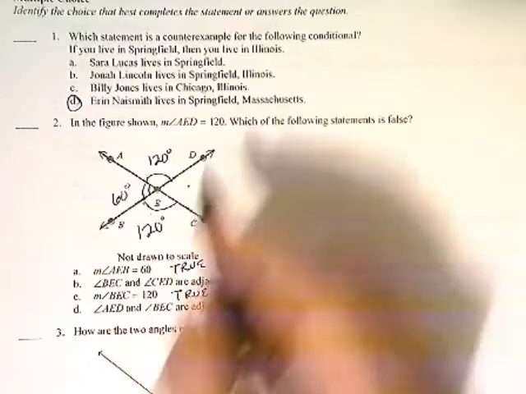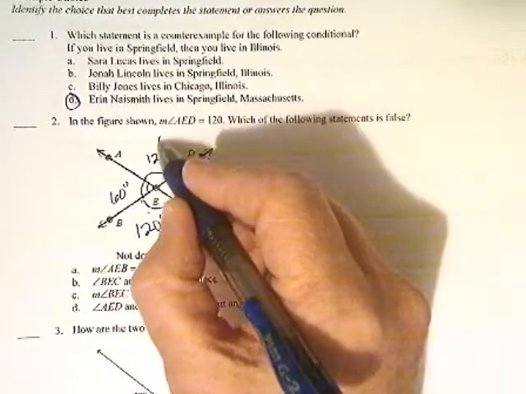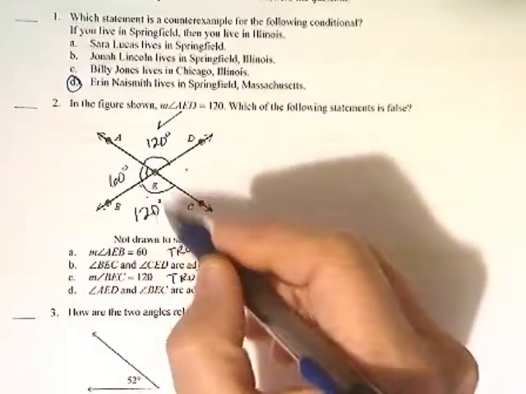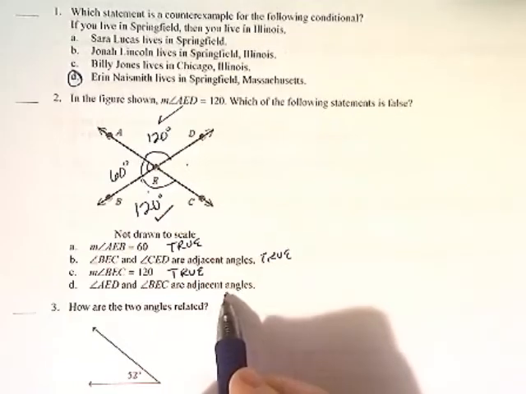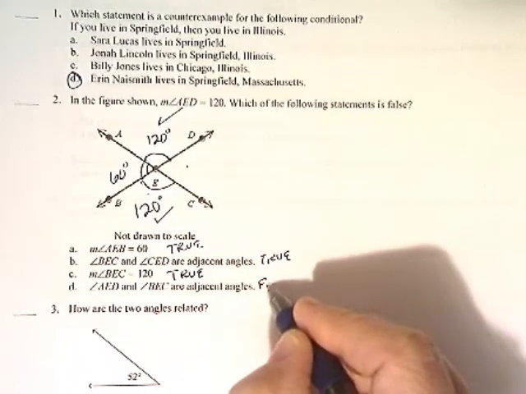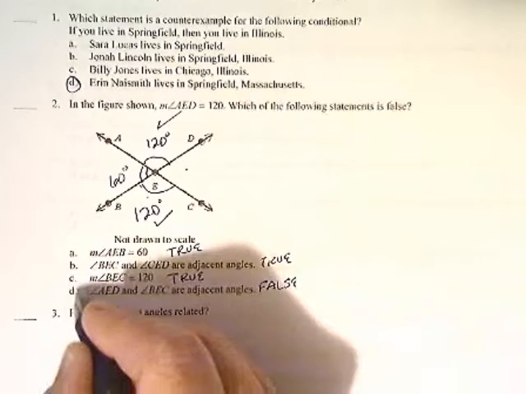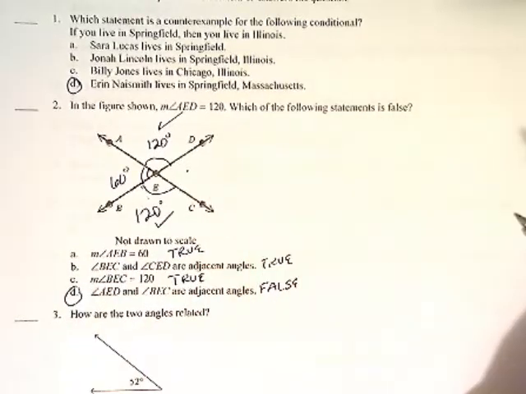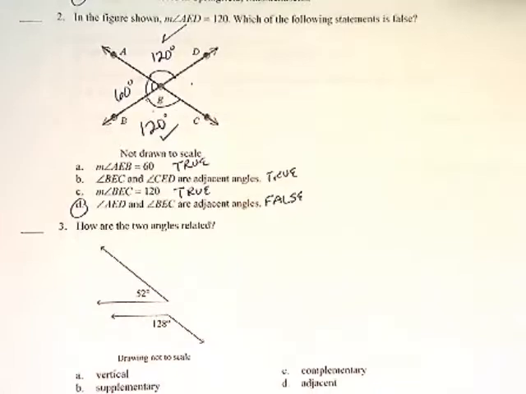Angle AED, that's this angle, and BEC, this angle, are adjacent. That one's the one that's false. Those angles are actually vertical angles. And they're congruent angles, but they are not adjacent angles.